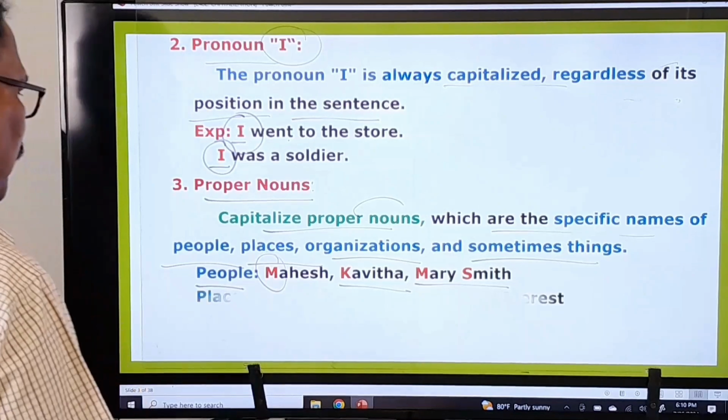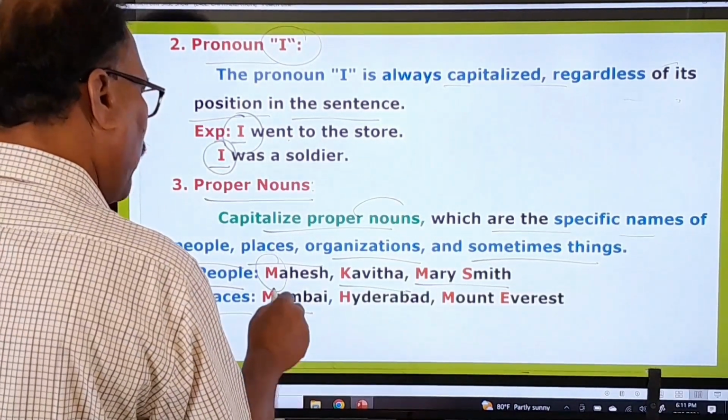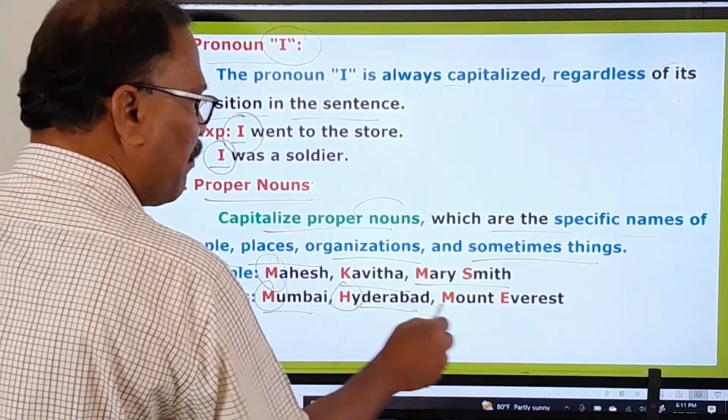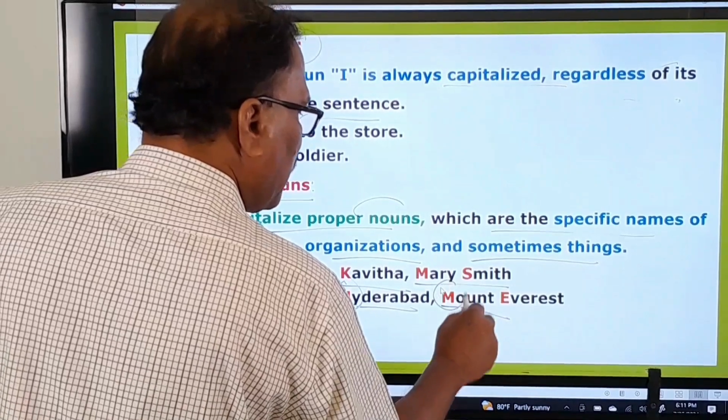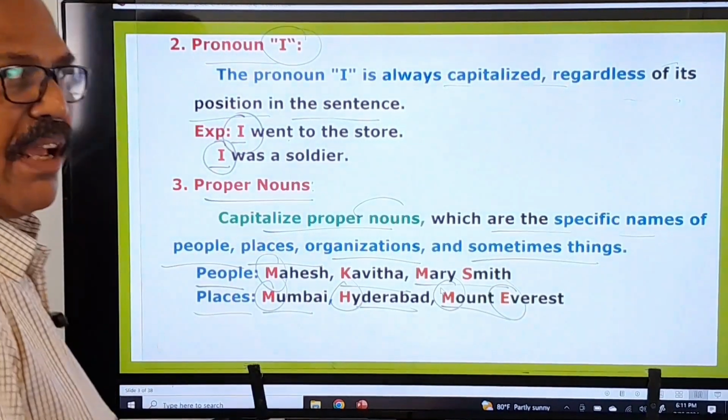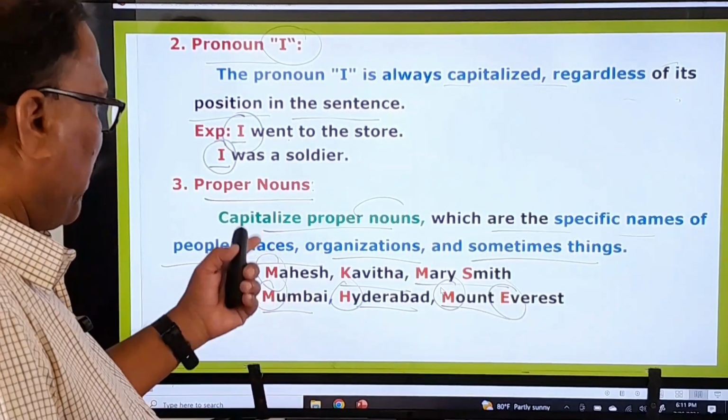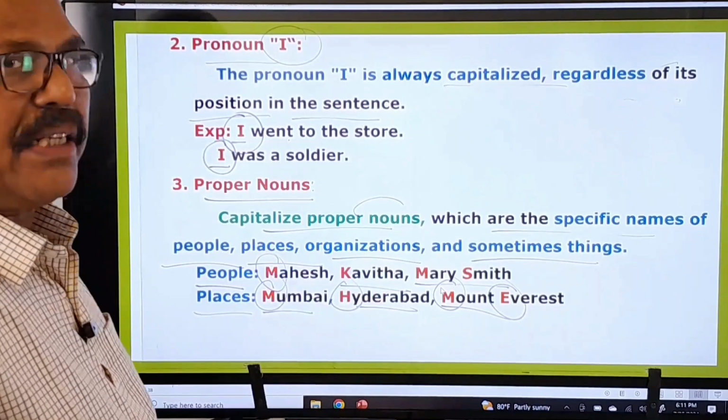All right. And places are there. Mumbai, okay, capitalized. Hyderabad, H must be capitalized. Okay, Mount Everest, it is also a place. So it is a particular proper name. That's why it is capitalized.